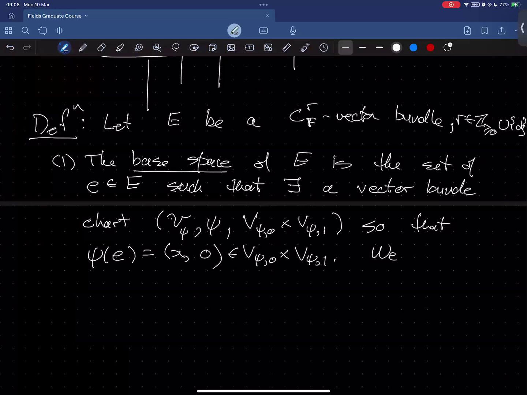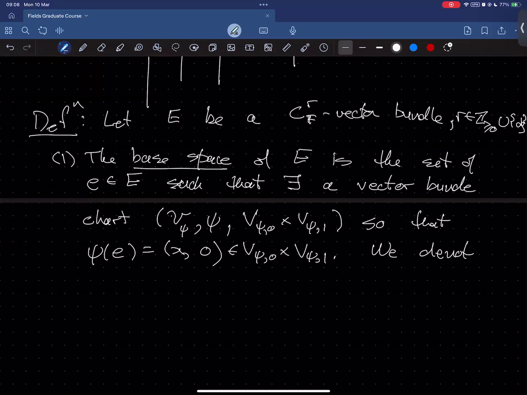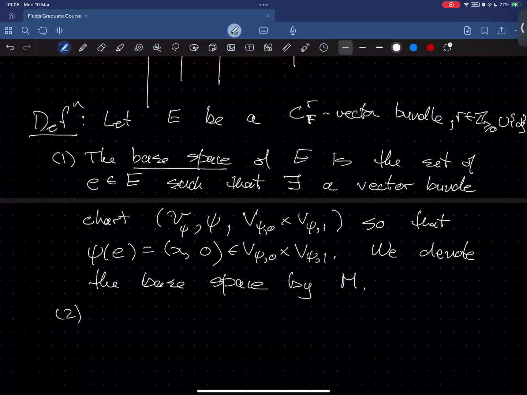And the base space is, as we will see, a manifold. In fact, a submanifold of E. And so we're going to denote typically the base space by manifold-like symbols like M. Now there's also a vector bundle projection. And there's immediately a potential question that arises here, and that is, does this definition make sense? So the definition is that it's the set of E's where there's some vector bundle chart, so that in that vector bundle chart, E maps to a point x0. Is it true that if it maps to a point x0 in one vector bundle chart, then it'll map to x0 in any vector bundle chart? The answer is yes, but you have to prove that.